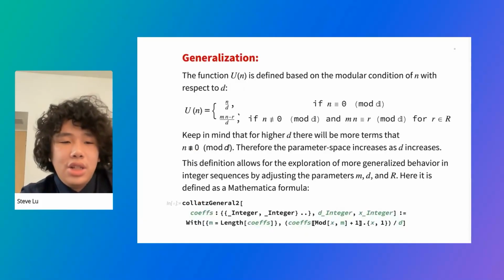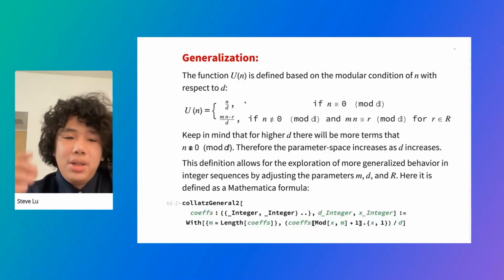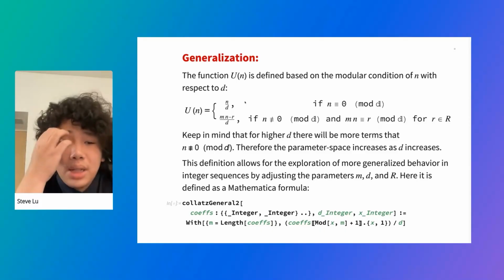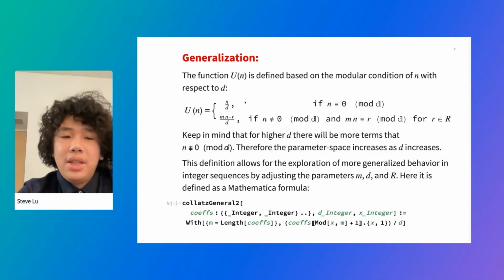And this is the generalization I decided to go with. It's a pretty simple one. If your number is a multiple of a given d, you divide it by d. And if it's not, you do mn minus r, and then you divide by d again. This is so that we can simplify the steps a bit: after mn minus r, it should be divisible by d again. So after that step, we just divide by d anyway. By doing so, we simplify it and make the computation a bit simpler.